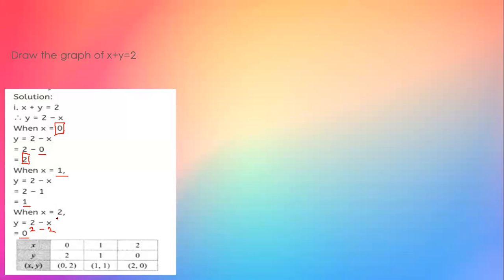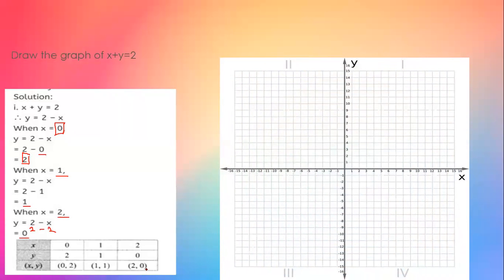So when the value of x is 2, the corresponding value of y is 0. So you can see in this table I have written 2, 0 and then 2 comma 0. So we have completed the working of it. Now let us plot these points on a graph. You can see x-axis, y-axis and the origin also.